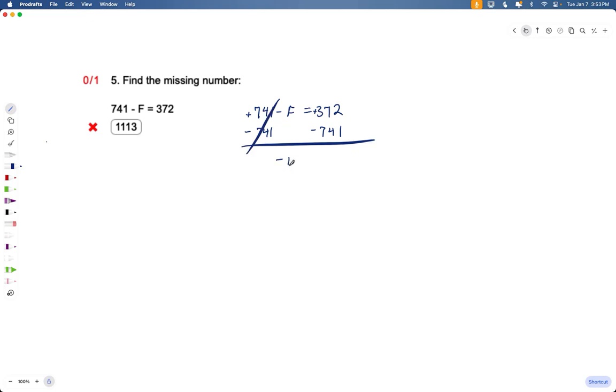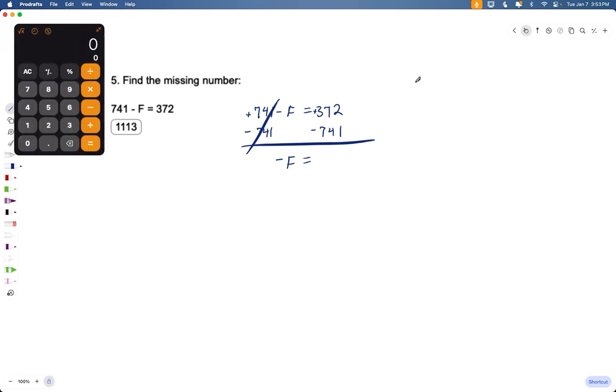So we have a negative f is equal to whatever this is. So I'm going to just get on my calculator and say 372 minus 741. So I get a negative 369. Now we do not like to have negative variables, do we? So to get rid of that, we multiply everything by negative 1.